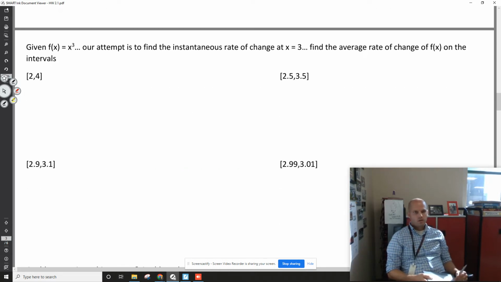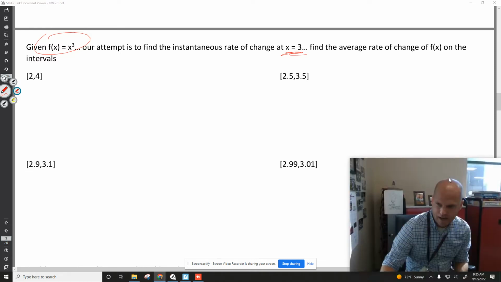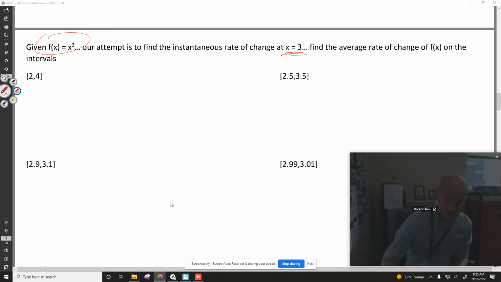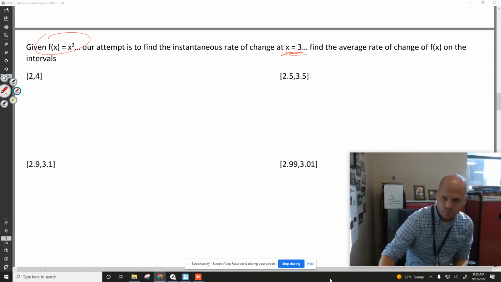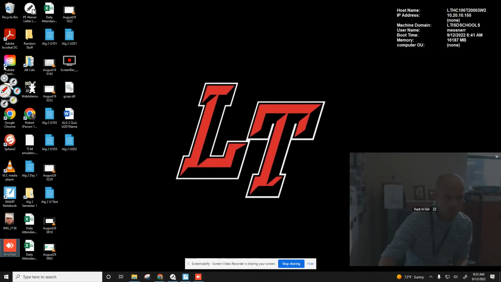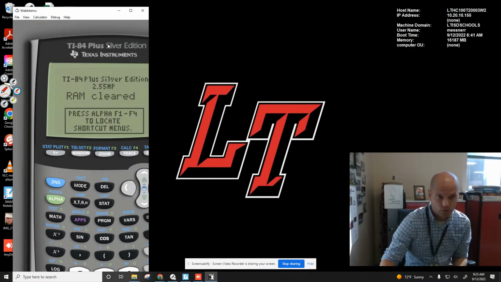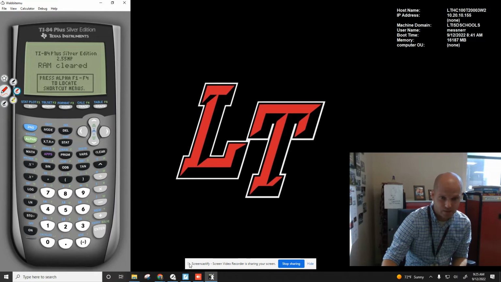Okay, so like we did in class, we are looking at x cubed, and we're trying to find the instantaneous rate of change at 3. We have a slope formula, and we have a calculator. You won't have a calculator in this class. This procedure that we're about to use, we don't use because it's just not a realistic process if you don't have a calculator.